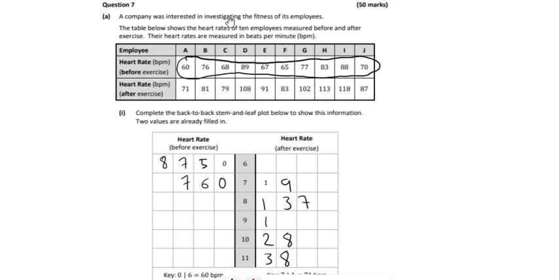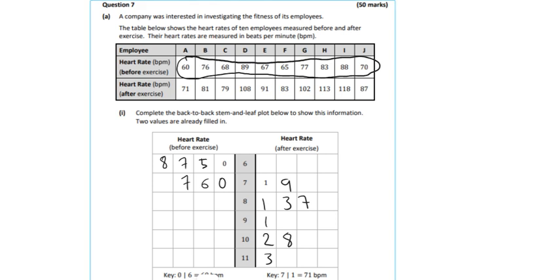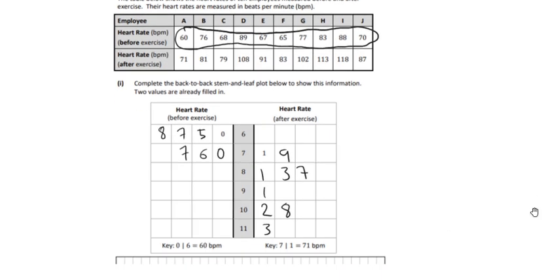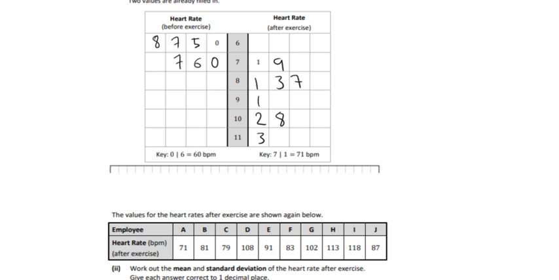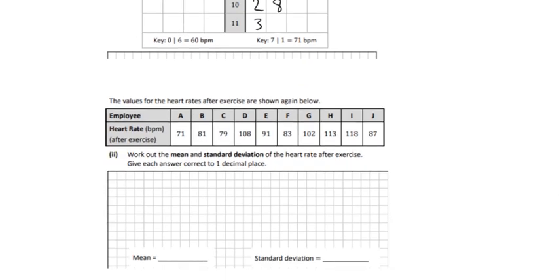Therefore, if we pick any value in there, for example that value there, that would represent 83 when you put the stem and the leaf together, and that's on the heart rate side, obviously. If you were to pick this one here, that represents 70, and they're both heart rate sides. The first one was after exercise, this was before exercise. That's the stem and leaf plot filled in anyway. And I think that was 15 marks.